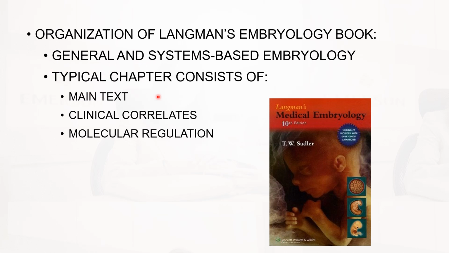Then you have the typical chapter system, which consists of the main text, the clinical correlates, and the molecular regulation. But me, I'm saying we are going to learn the general embryology. The systems, no. So in short, we are not going to learn the development of the digestive system. That's not how you'll be learning. You just learn the gestation periods alone.